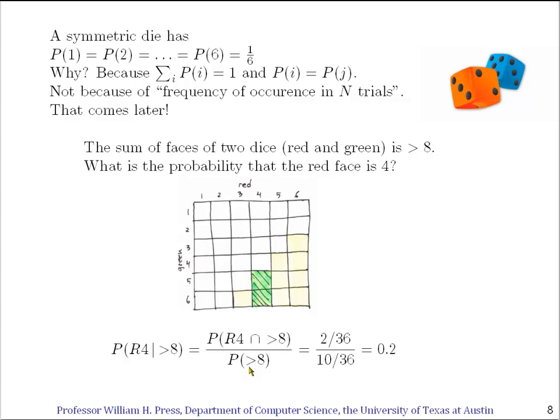Now to see what each of the numerator and denominator are, we might as well just go back to the picture. The probability of red 4, that means we're in this column, and sum greater than 8, that's this yellow triangular, staircase region here in the lower right. Okay, so the intersection of the column number 4 with this staircase region where red plus green add up to greater than 8 is just these 2 squares. And therefore the numerator is 2 divided by 36. 36 is the total number of squares up here, of course. The denominator is just the number of squares that I've been outlining here in this staircase yellow region. And if you count them up, you'll see that's 10 out of 36. So the answer to this question is 2/10 or 0.2.